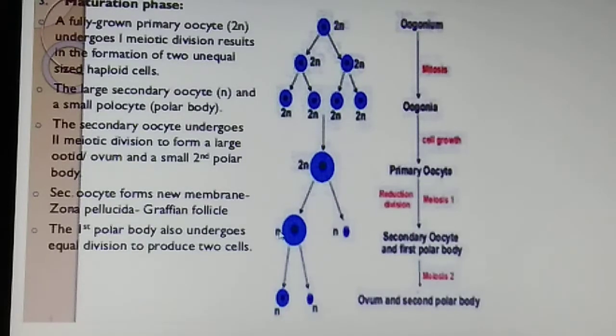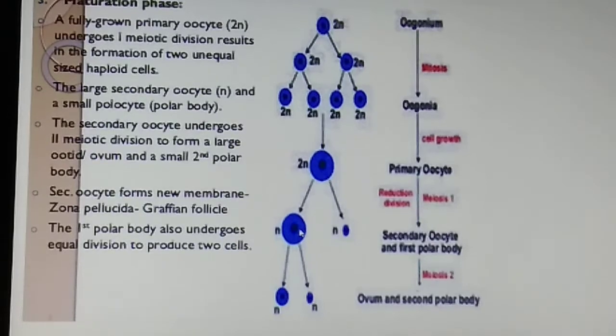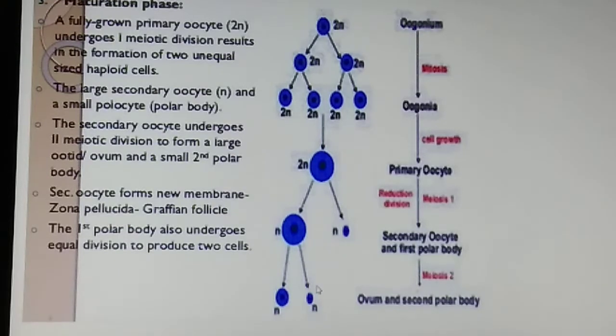So the large one is the secondary oocyte, that has been formed after the meiotic division, and the small one is the polar body, or we can say the first polar body. Now students, this secondary oocyte undergoes the second meiotic division to form an ovum and a small second polar body. Now students, you can see where the secondary oocyte is, this one. So this secondary oocyte forms a new membrane, the zona pellucida.